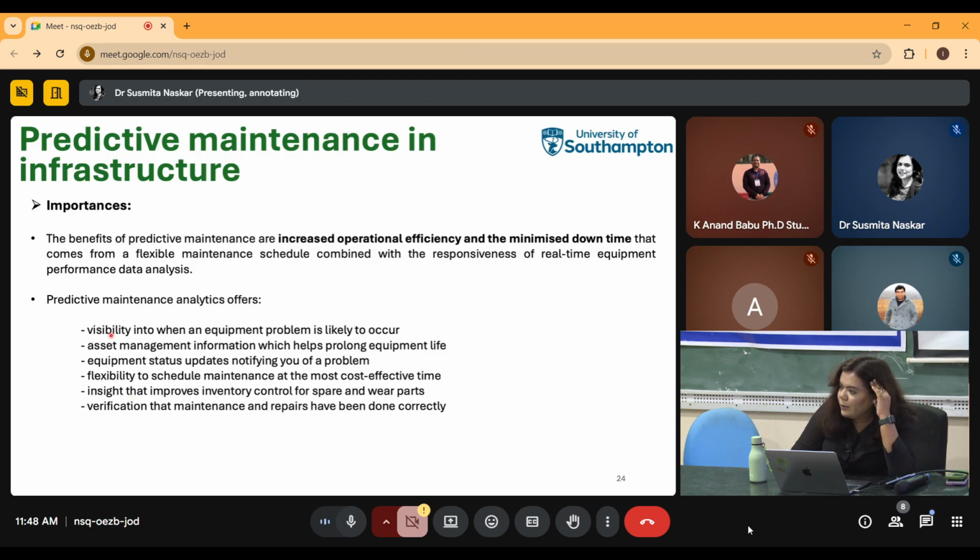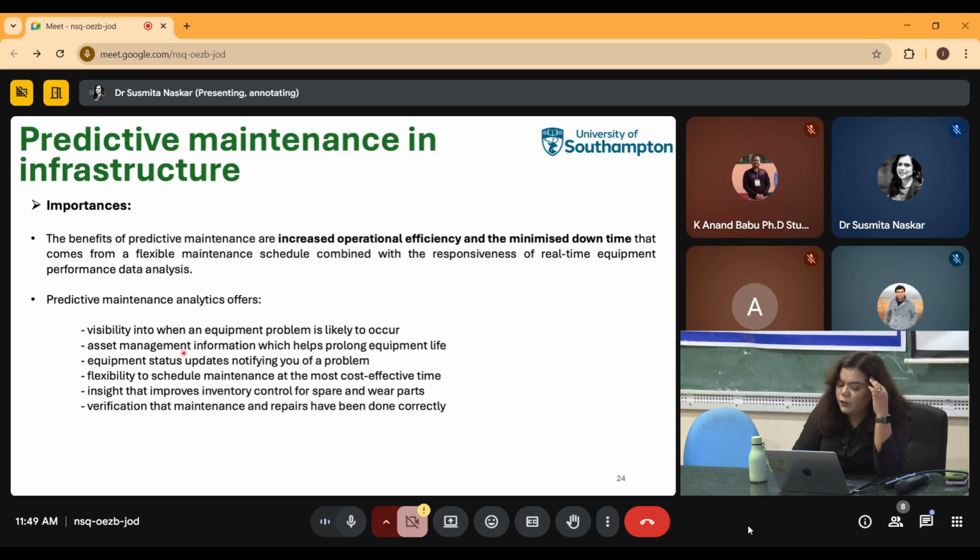The first one is visibility. That means visibility into where an equipment problem is likely to occur, allowing technicians to act early, rather than the process being done on a specific period of time. Another one is asset management information, which helps to prolong the life of the equipment and avoid unnecessary replacement. Then another important one is the equipment status update, then flexibility, and then improved inventory control. The last one is verification. So basically, verifying that the maintenance and the repair have been done correctly, and that adds to the confidence in the process.